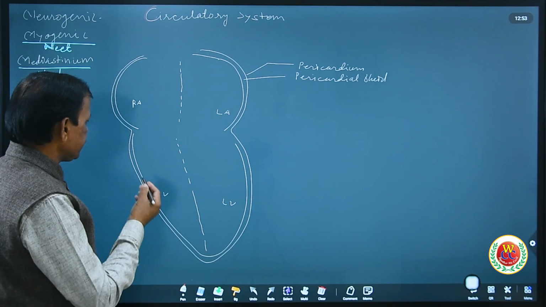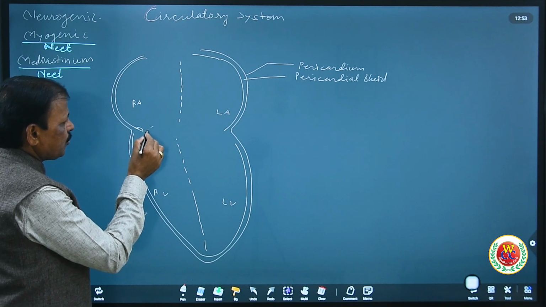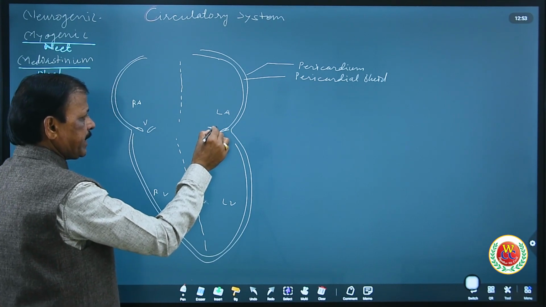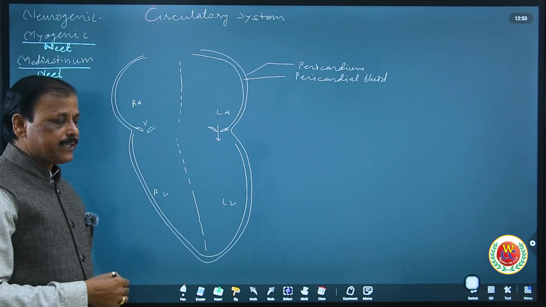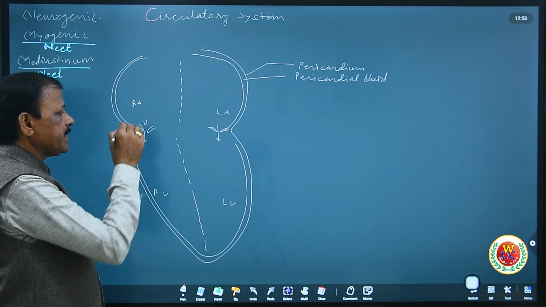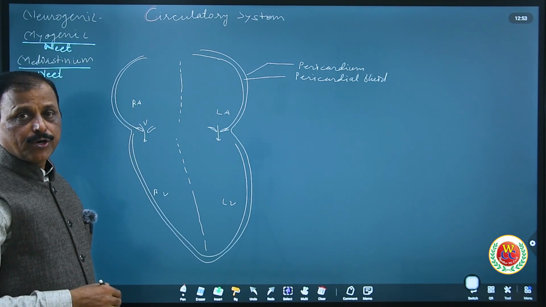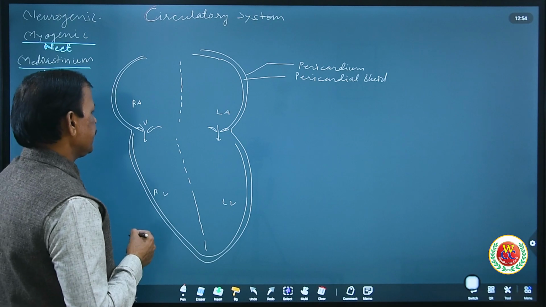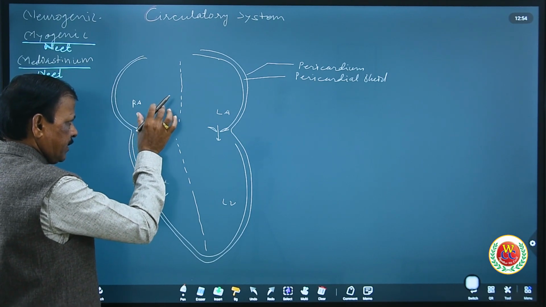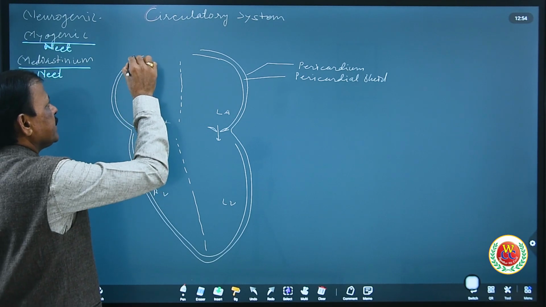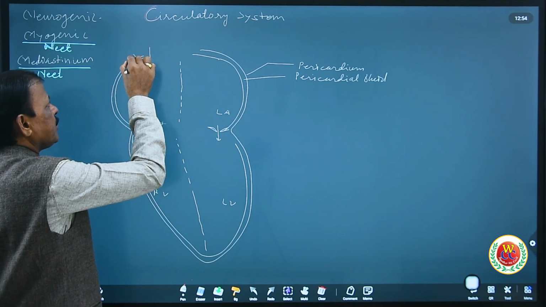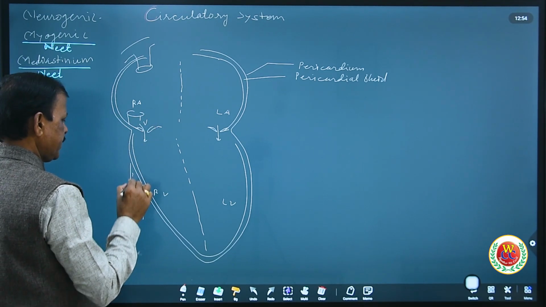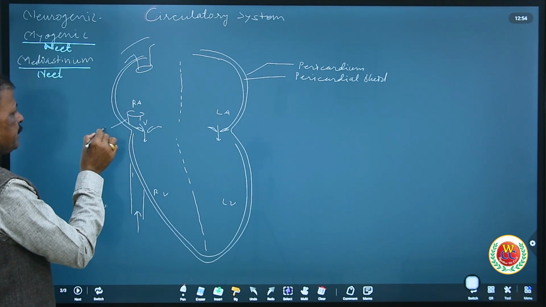These auricles open into the ventricles by bicuspid and tricuspid valves. The bicuspid valve is present between the left auricle and left ventricle. The tricuspid valve is present between the right auricle and right ventricle. They are also called auriculoventricular valves, that separate auricle and ventricle. Now, the right auricle receives impure blood from the lower and upper part of the body. This is called inferior vena cava.